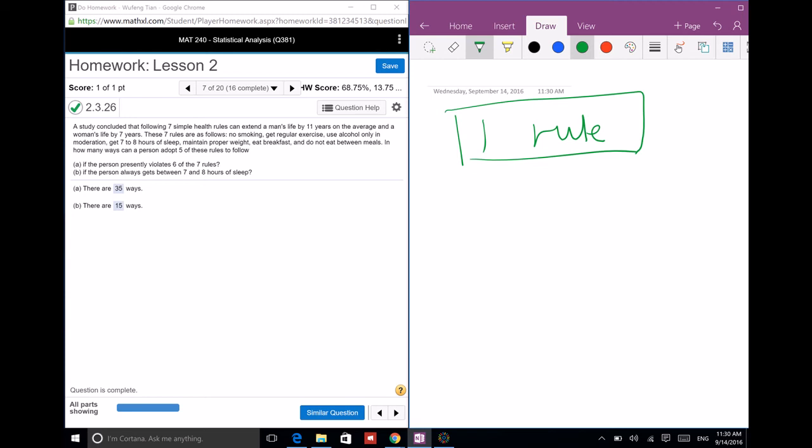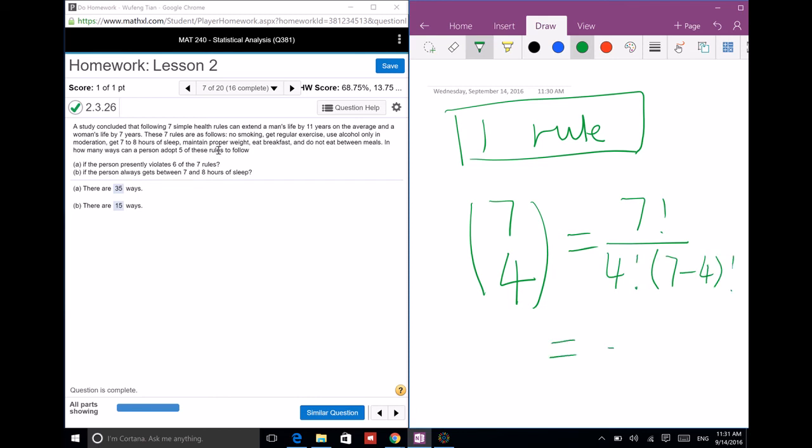Presently, he violates 6, which means he follows 1 rule. And he needs to adopt 4 other new rules. So how many rules do we have in total? We have 7 rules in total, and he will have to adopt 4 new rules, which is select 4 from 7. It is 7 factorial over 4 factorial times 3 factorial.